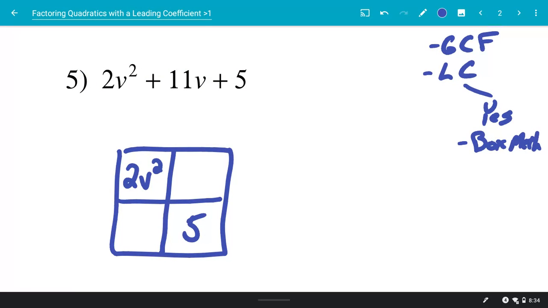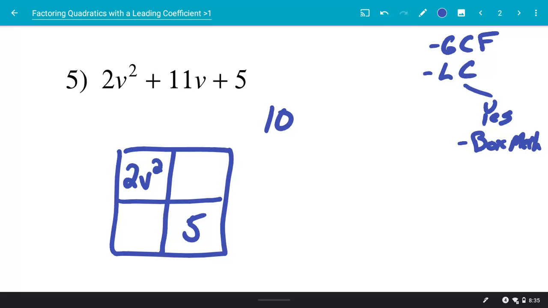Now, I take those two numbers. I don't worry about the variable, just the numbers, and I multiply them. In this case, it would be 2 times 5 gets me 10. And I write it up there, kind of where I always did, in the upper right-hand corner. I put the list of all the factors of the constant, right? When I multiply those two numbers together, I'm going to write that up there because I'm going to list all the factors of that number. In this case, it's 10.